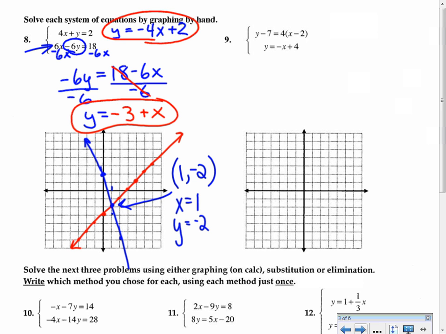Number 9, let's check it out. Let's see here. Oh, this looks like actually point slope form. So let's see if we can just take it just the way it is without moving it into slope intercept form. So it looks like we have a slope of 4 with a point 2, 7. So let's go 1, 2, 3, 4, 5, 6. Just fits on there.